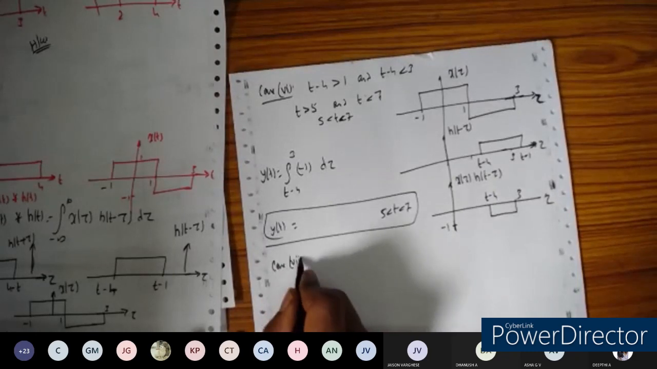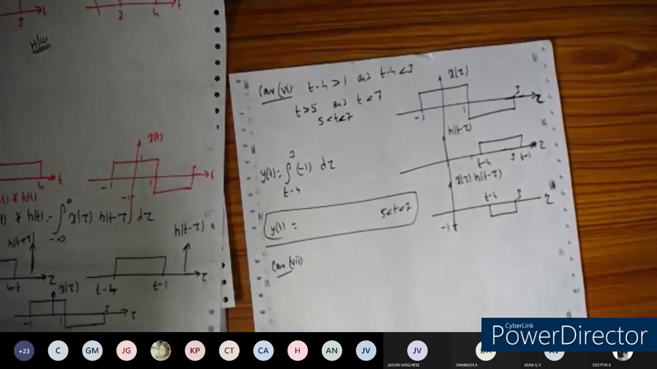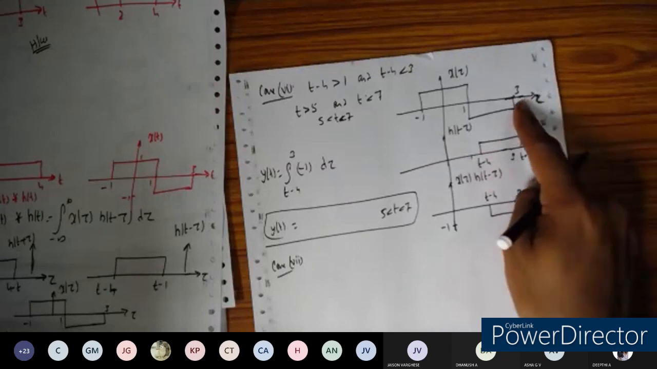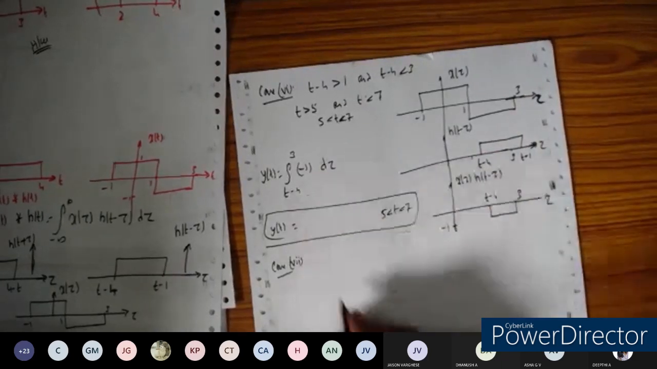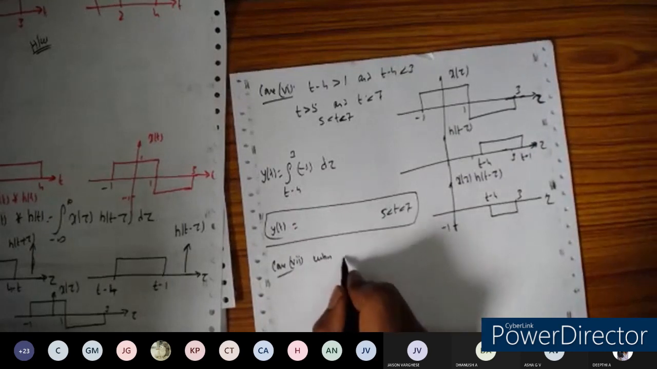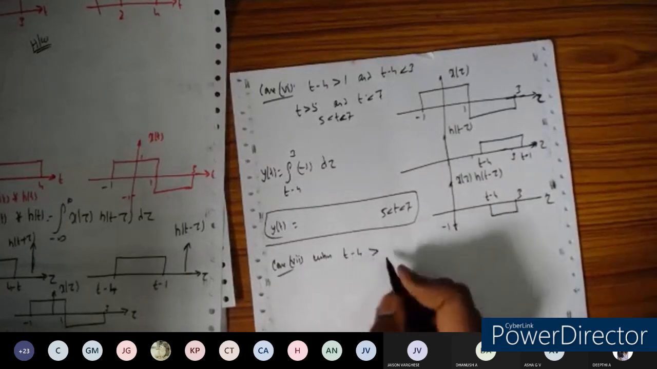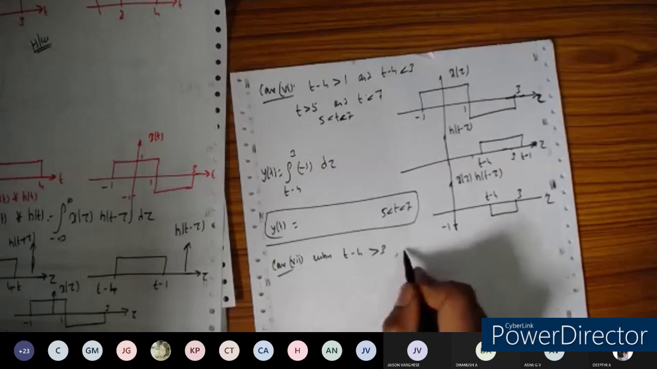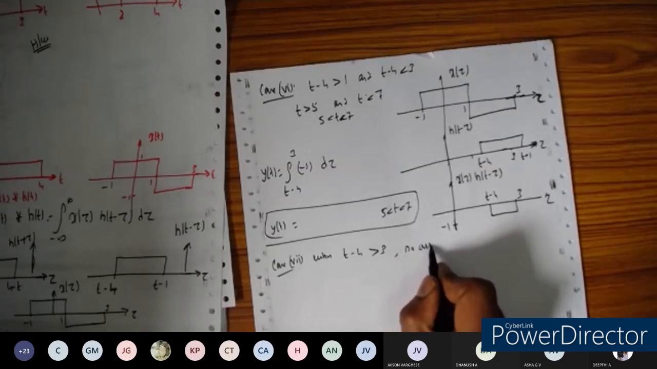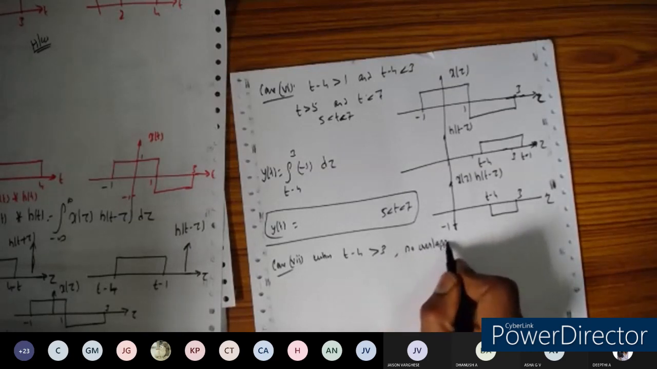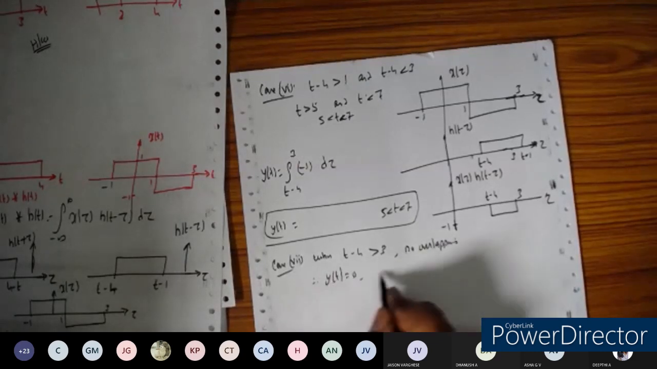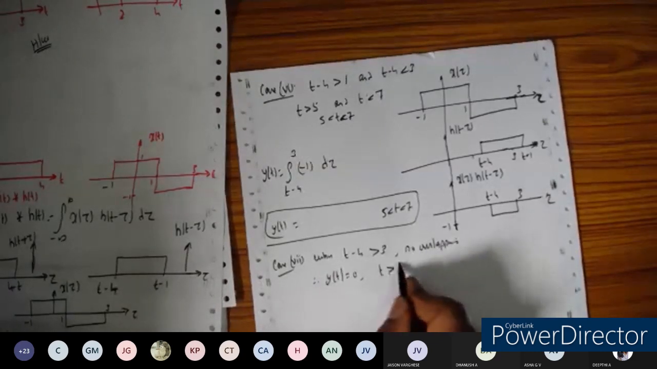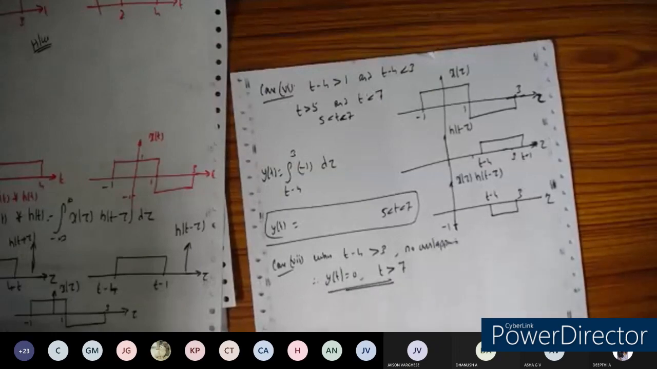And case number 7. There is a non-overlapping case when t minus 4 takes a value greater than 3. So when t minus 4 is greater than 3, there is no overlapping. Therefore y of t is equal to 0 for t greater than 7 here. So, summarize.